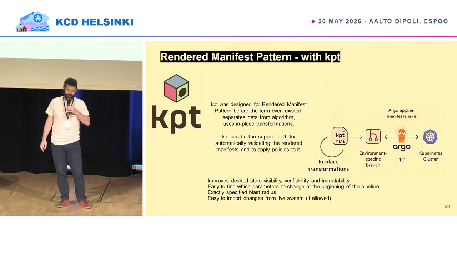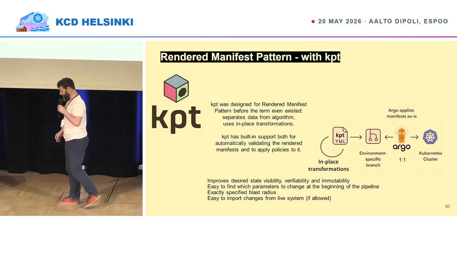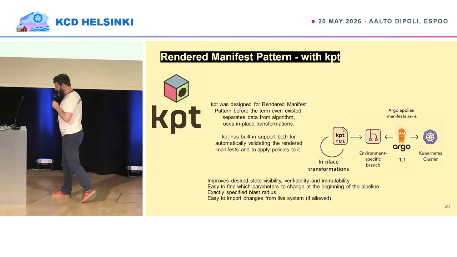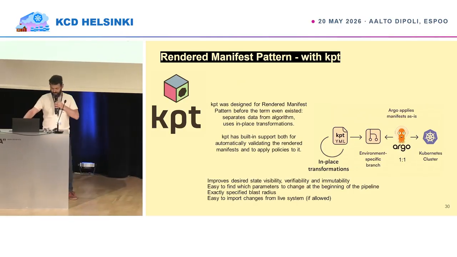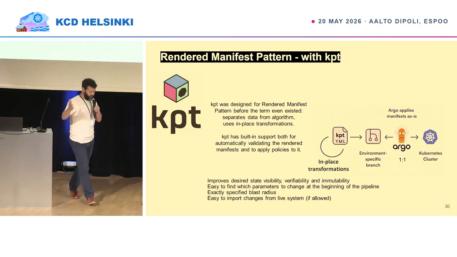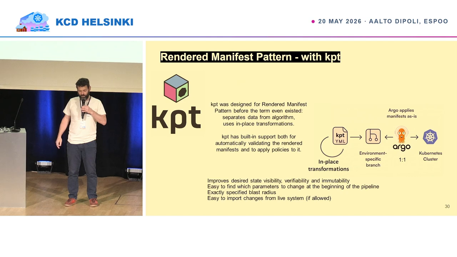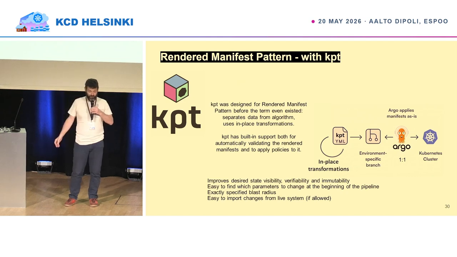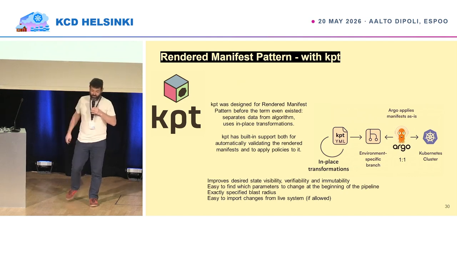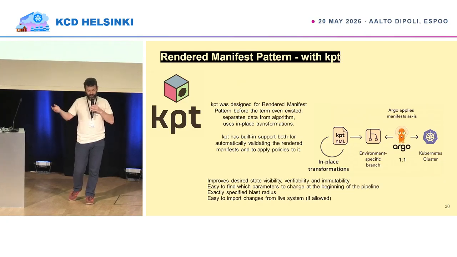Also, kpt has an in-place transformation system using KRM functions. So it's always repeatable and very clear what happened during the rendering. And with this, you can always have a reproducible CI/CD way of rendering the manifests. Also, using this method helps you make the rendered manifests more understandable.